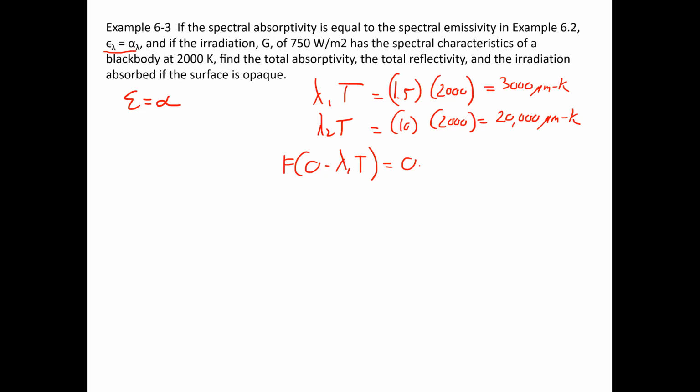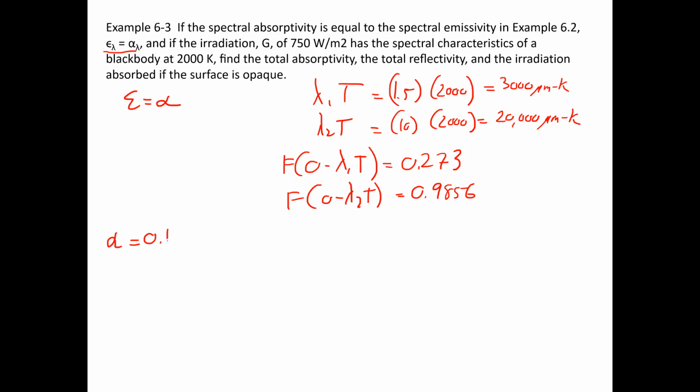So the fraction of thermal energy F between 0 and lambda 1, going back to those charts, should give you a value of 0.273, and the range between 0 and lambda 2 should be 0.9856.